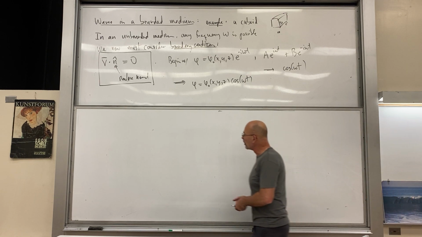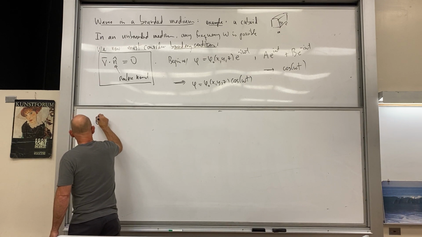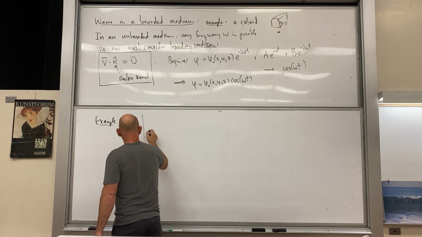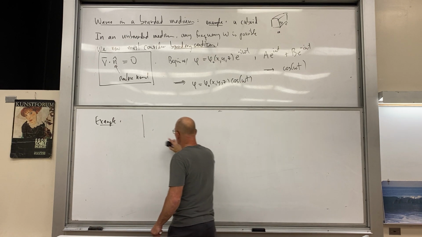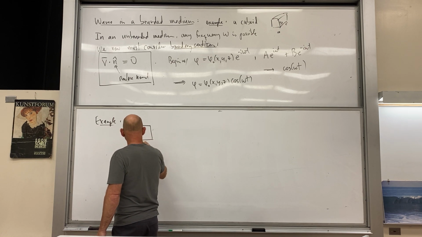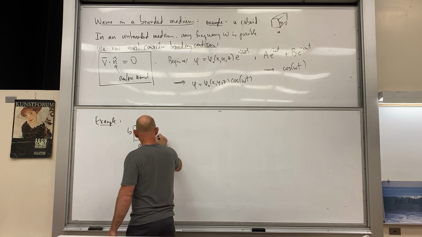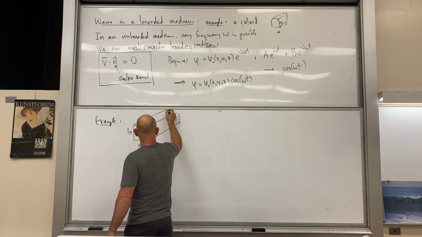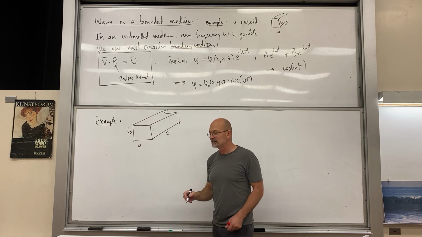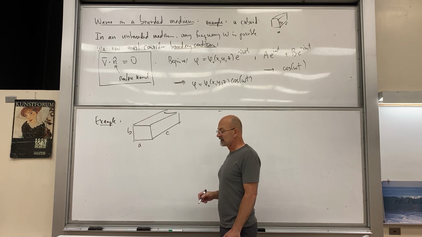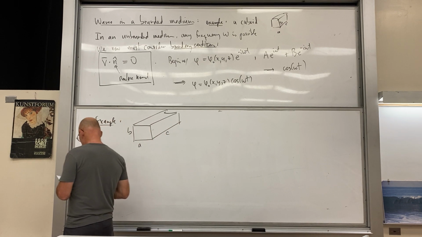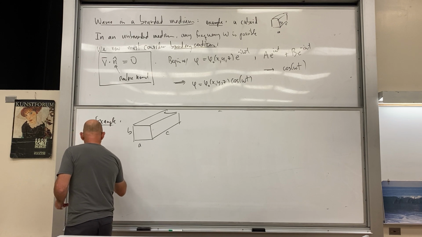So we're going to have this cuboid, as we said. We've got a box. I'll draw the box first, and then we'll label X, Y, and Z. The idea is we've got A, B, C, and we're calling that X, Y, and Z. And we're going to set up this problem here as a bunch of cosines.